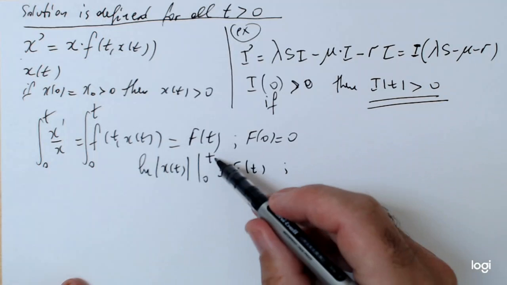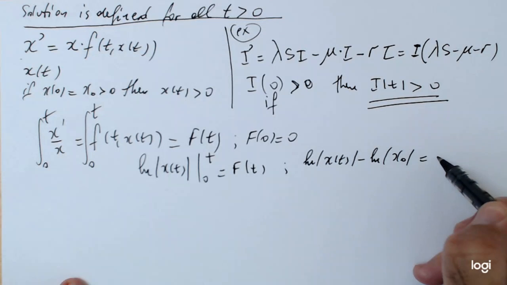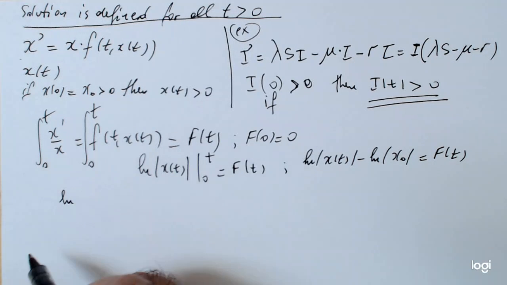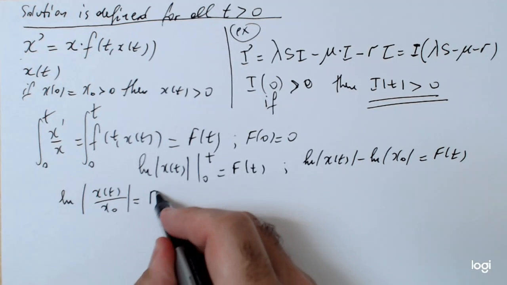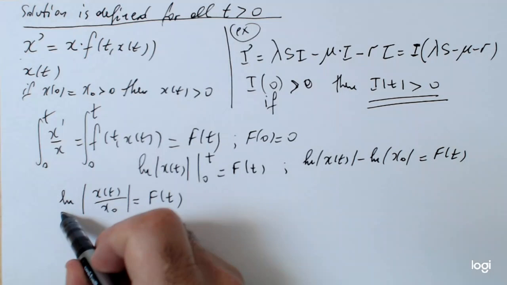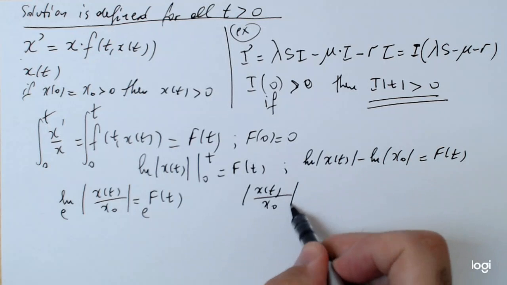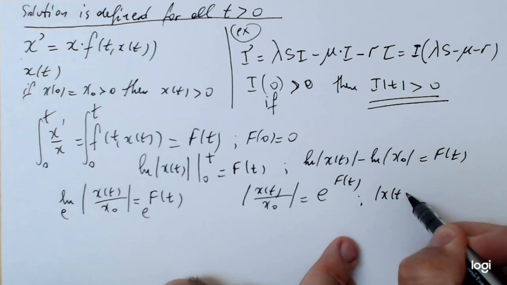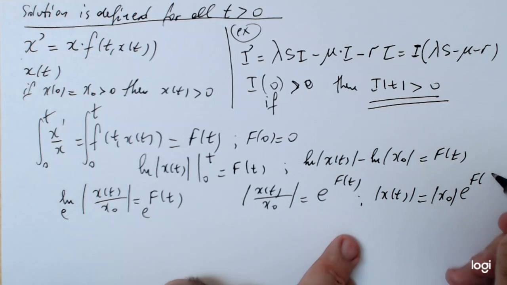So if you plug in t and 0 and take the difference, then we can actually get x of t by itself. So on one hand, this is natural log of x of t over x naught, some function of t on the right-hand side, and when we exponentiate both sides, we have x of t over x naught equals e to the F of t, and from here we can conclude that the absolute value of x of t is the absolute value of x naught e to the F of t.